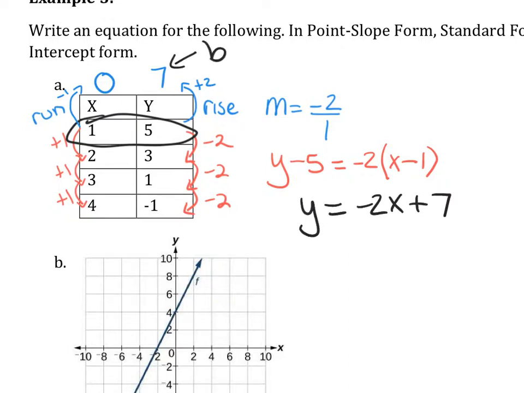So again, you have options if you want to do point slope or slope-intercept. Either way works. You'll get the same. If you were to distribute that -2 and add the 5 over, you would end up with the same equation.